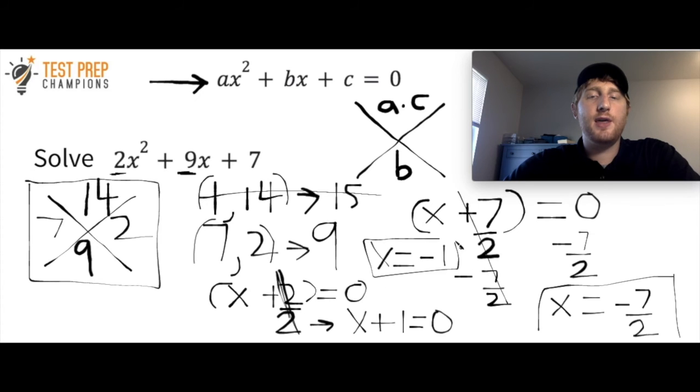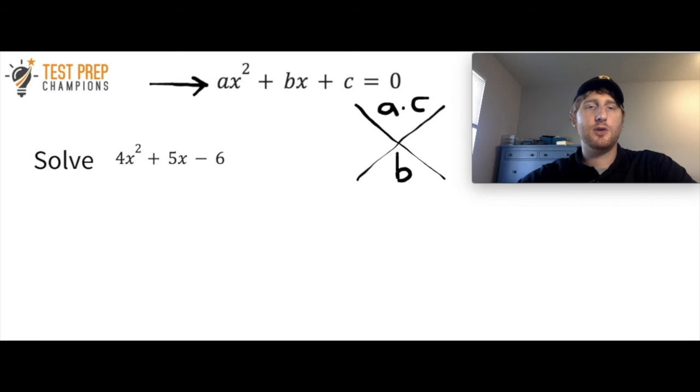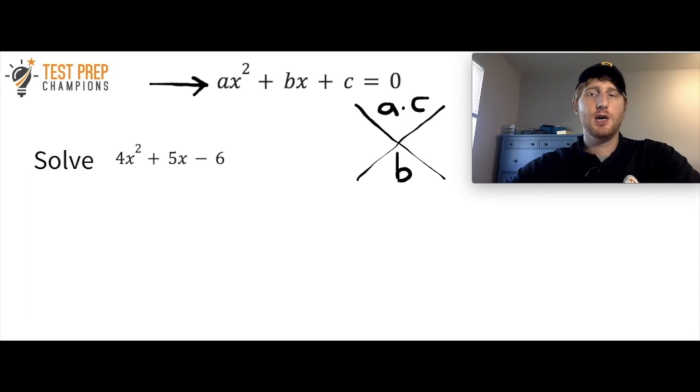So if you didn't get that, don't worry, we're going to go over another example right now. Okay, so here's another example. Let's have you pause the video, try this out, and then as always, we will go over it. Okay, so basically in this case, let's start off the exact same way as always. So I'm going to draw my little x diamond thing here, and let's do 4 times negative 6, which gives me negative 24. So my A times C is negative 24.